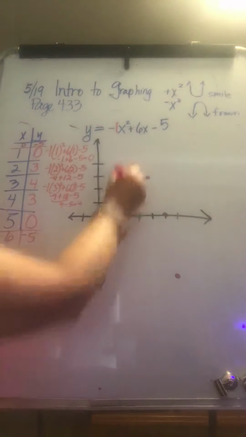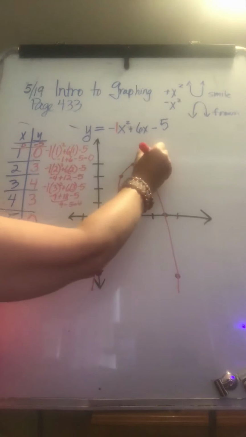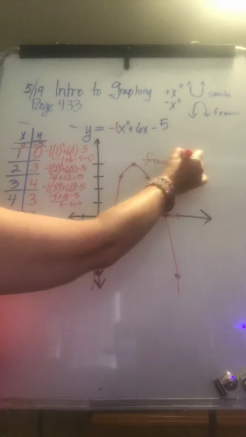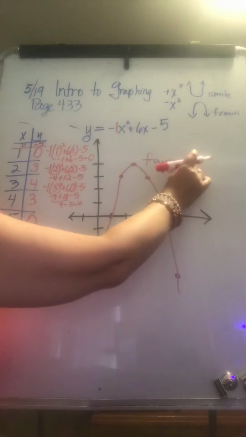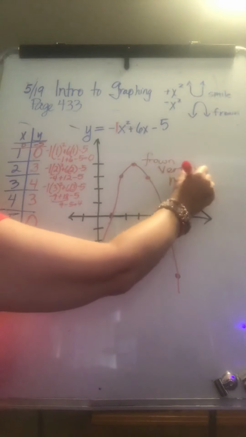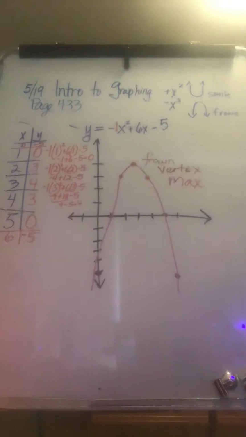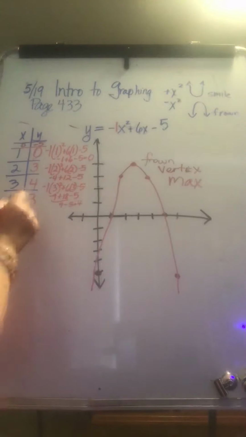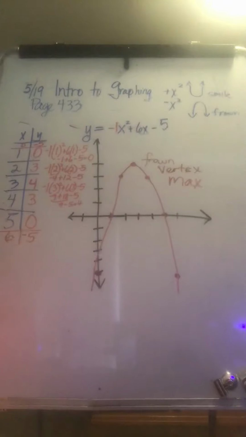And now I have a frown. This is also my vertex. And this is known as a maximum. This is as high as it's going to go, okay? Right here, this 4 in my y values, it's never going to go higher than 4, okay?